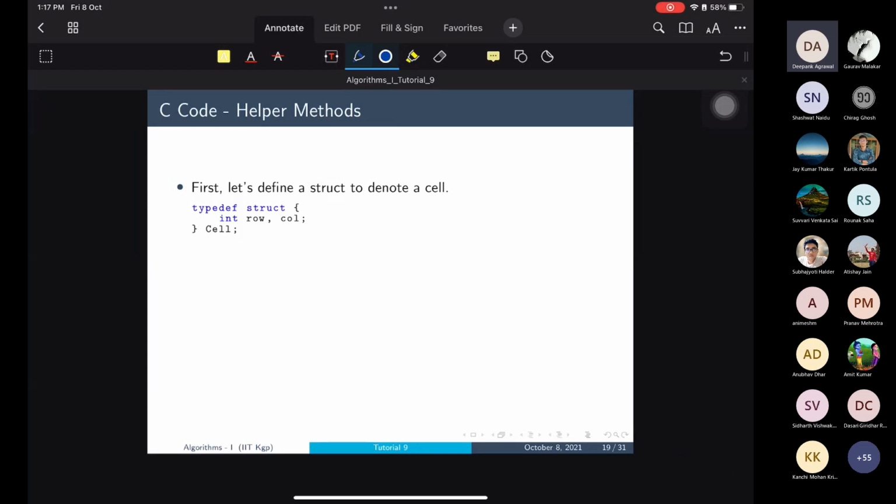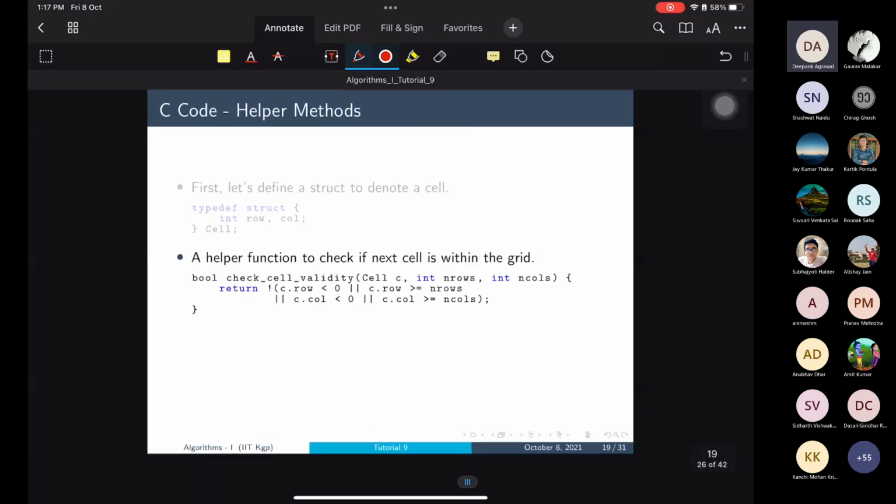The first thing is, how do we represent a cell? To represent a cell, I guess you all know that we can use a structure, row and col. We were also told that we cannot move beyond the grid. If we are at the edge of the grid, we can only move in this and in this direction. To check whether the new cell is within the boundaries, we need this particular function.